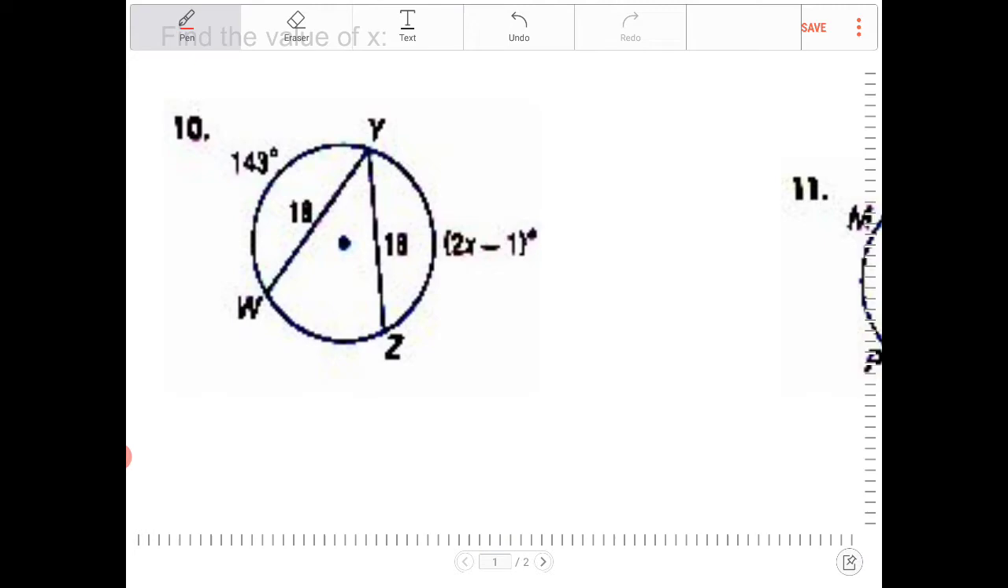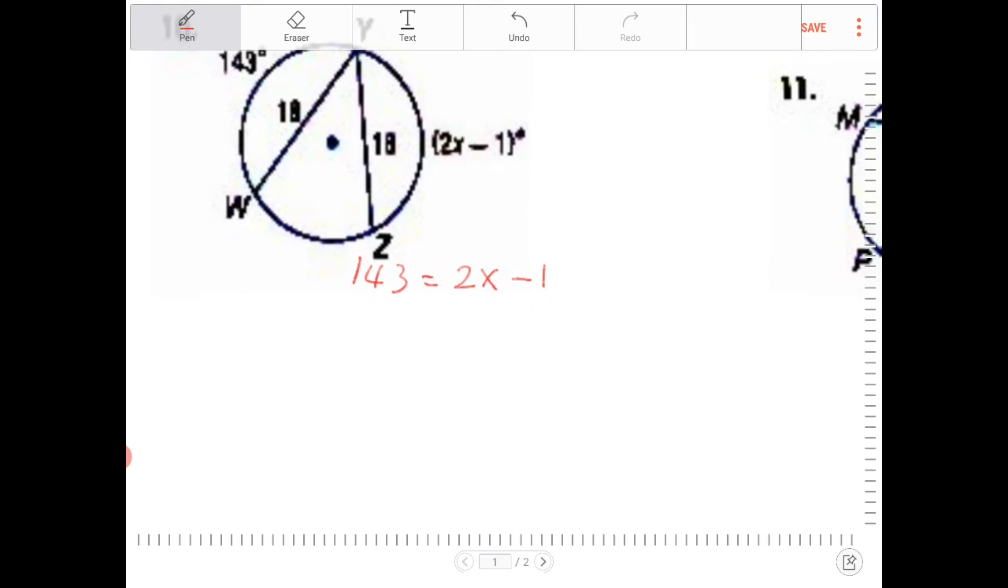Once again, congruent chords intercept congruent arcs. I apologize for the grainy appearance here, but these two are the same. They're both 18. So I have 143 will equal 2x minus 1. Add 1 to both sides. I got 144 is equal to 2x. X therefore is equal to 72.